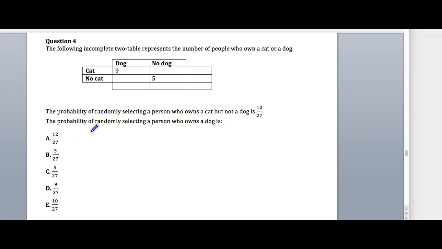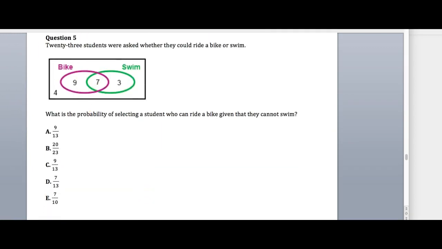Question 4. The following incomplete two-way table represents the number of people who own a cat or a dog. The probability of randomly selecting a person who owns a cat but not a dog is 10 over 27. The probability of randomly selecting a person who owns a dog is, okay, so let's just, what's this? Probability of owns a cat but not a dog. Cat, no dog is 10. So I'm just going to fill this in. So 10 over a total of 27. It's 19. So I'm going to make that 8, make that 3, 12, 15. The probability of randomly selecting a person who owns a dog is 12 over 27. Wasn't even simplified.